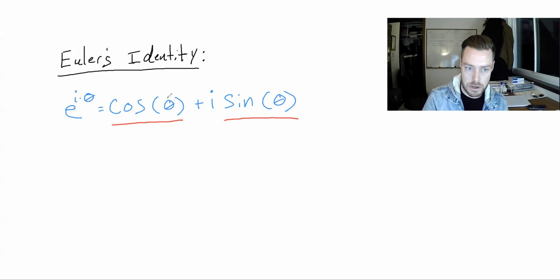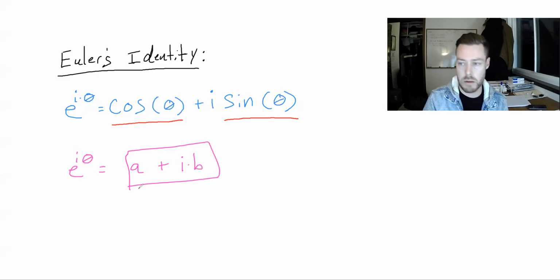Well, cosine of a real number is just a real number, and sine of a number is just a real number. So really what this boils down to, let's write this in pink, e to the i theta, where theta is defined, is essentially equal to a plus i times b, a complex number. Nothing changes from algebra. It just looks scarier. Pretty much it, right?